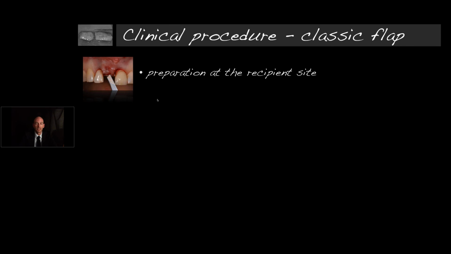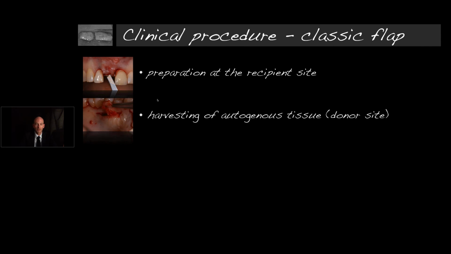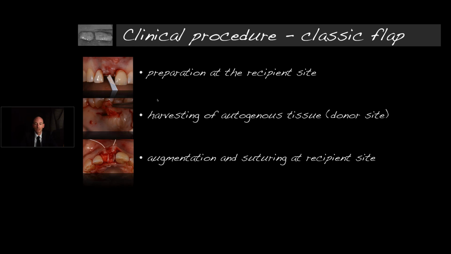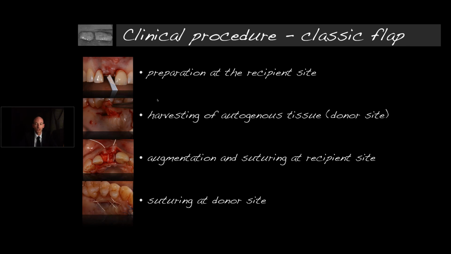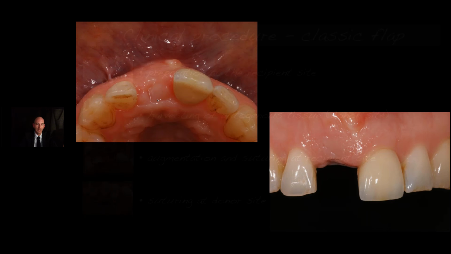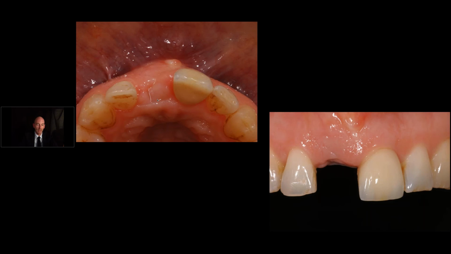Again, we look at the traditional clinical procedure, which starts with the preparation at the recipient site. We harvest an autogenous graft from the donor side, and then we have the augmentation and suturing at the recipient side, and last but not least, the suturing at the donor side. So let's go a bit more into detail. Here we have a clinical case where you can see an implant was placed. Well, you can see that, but you have to believe me.